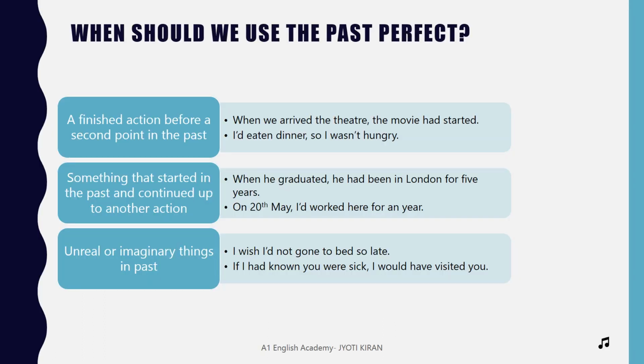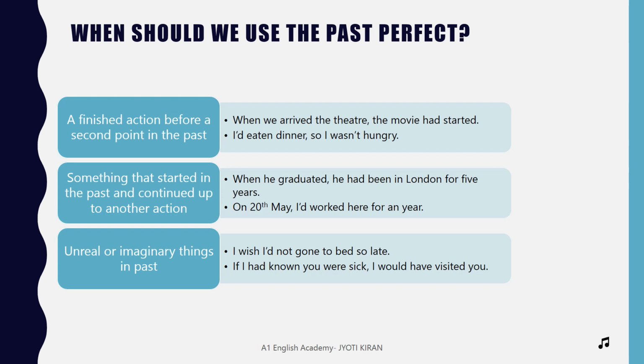Let's learn when we can use past perfect tense. First of all, we use it for a finished action before a second point in the past. For example, when we arrived at the theater, the movie had started. That means the movie started first and then we arrived there.